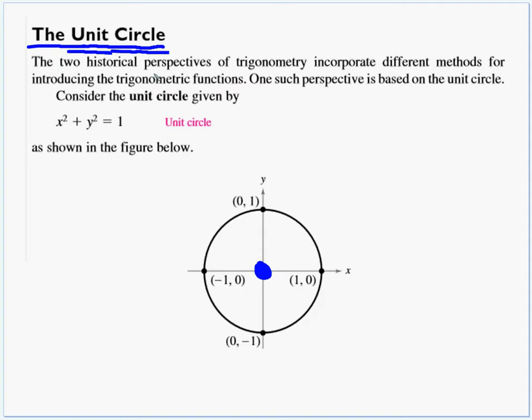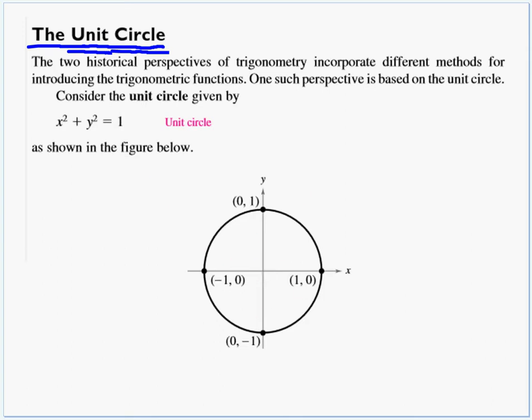So the book says two historical perspectives of trigonometry incorporate different methods to introduce the trig functions. One such perspective is based on the unit circle. And it says here, consider the unit circle given by x squared plus y squared is equal to 1. Remember, x squared plus y squared equals r squared is the equation of a circle. And since our radius is 1, r squared will also be 1. So here is our circle.